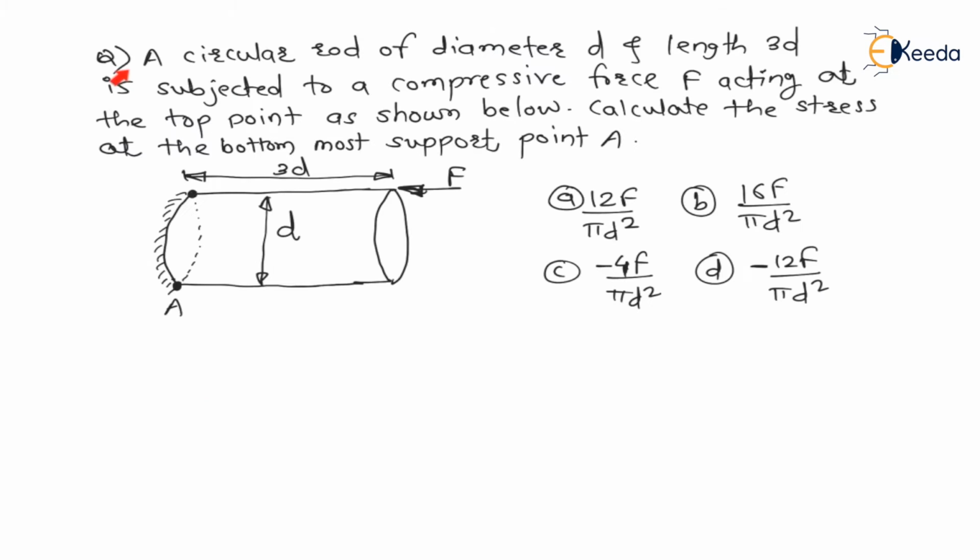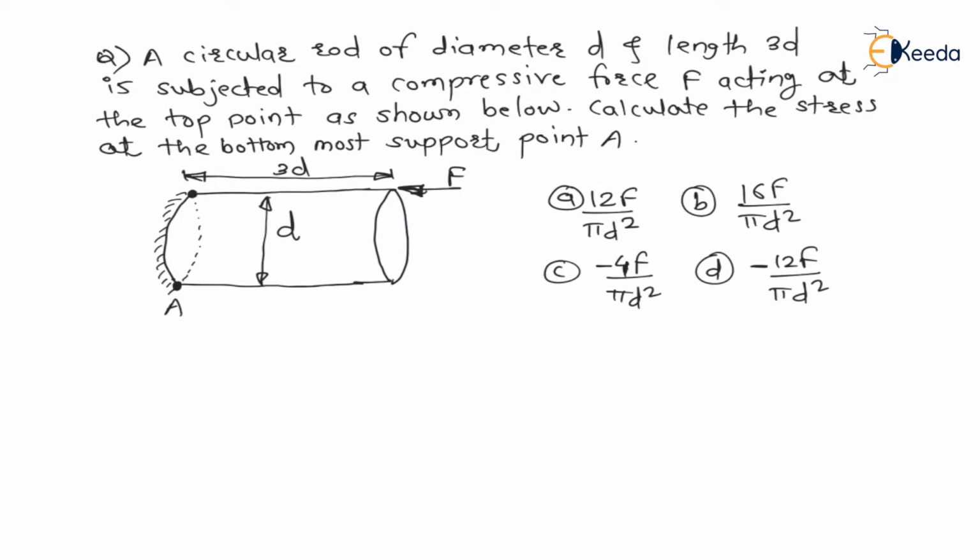Now the question is, a circular rod of diameter D and length 3D is subjected to compressive force F acting at the top point as shown in figure. The figure is given over here. Calculate the stress at the bottommost point A. At point A, we have to calculate the stress and the force is applied on the topmost point, right? And there are 4 options. Out of the 4 choices, you have to select the correct choice.